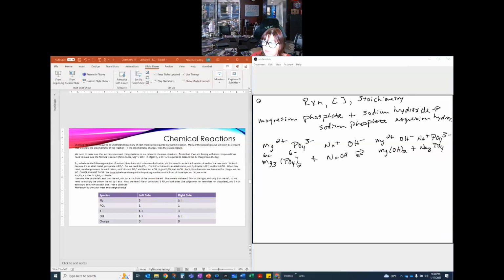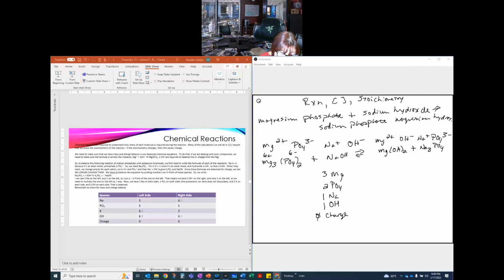So when I go to balance this thing, I have to know Mg, PO4, Na, and OH. And while I understand that PO4 can technically come apart, the majority of the equations that you will see at this point will not have that happen. So if we keep the ion together, then we're in a better place. Now, right now, what I'm going to do is indicate how many of each thing I have. So I have 3 Mgs over here, and I have 2 phosphates on the reactant side. I have 1 Na and 1 OH. And I'm also going to look at charge. I have no charge on that side of the equation.